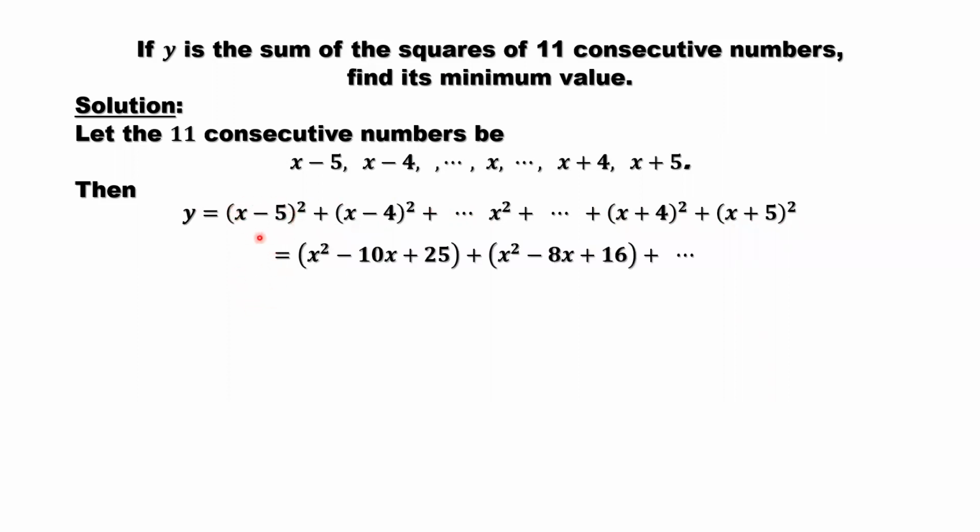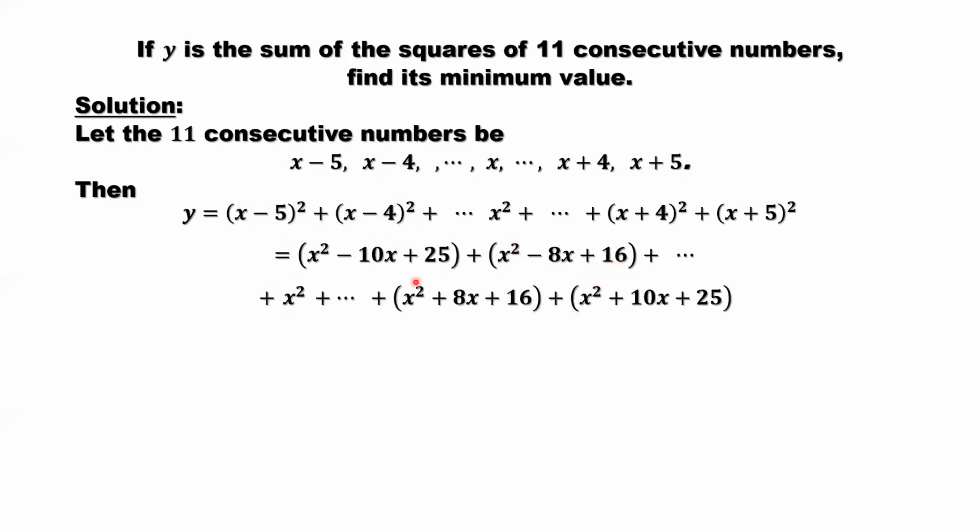Look at the first one. A squared, that's x squared. 2ab, 2 times x times negative 5 is negative 10x. Last term square, minus 5 squared is 25. Similarly, for the second term here, that's x squared, 2 times x times negative 4, so negative 8x. Minus 4 squared, that's plus 16.